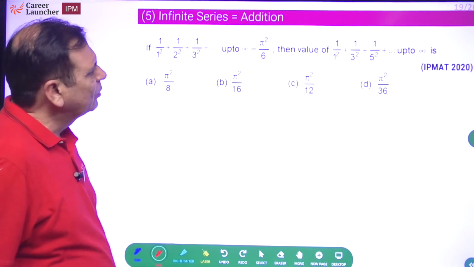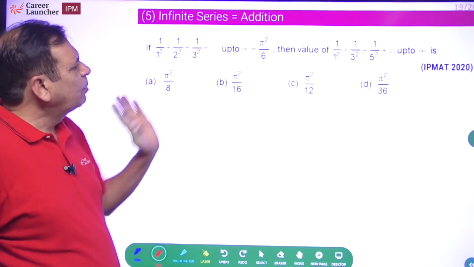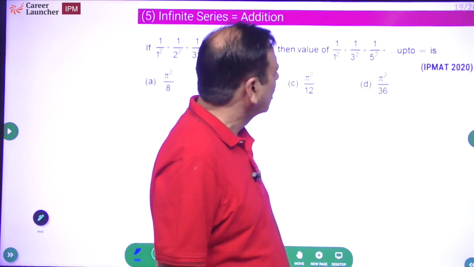Infinite series. Very, very interesting question. IPMAT 2020. The value of this is pi square by this. What is the value of this expression?